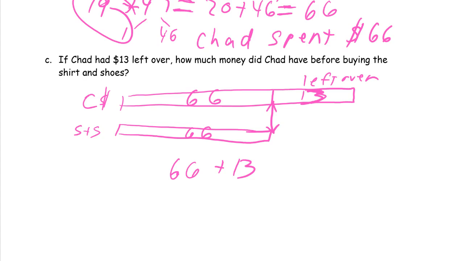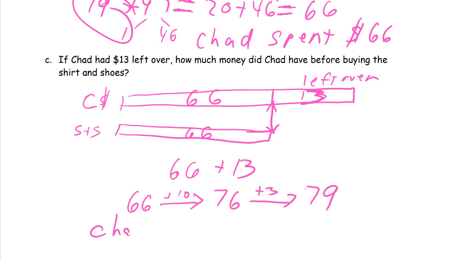And we can use the arrow way for this one. 13 is a plus 10, 76, and then we can add the 3, 79. Chad had $79.